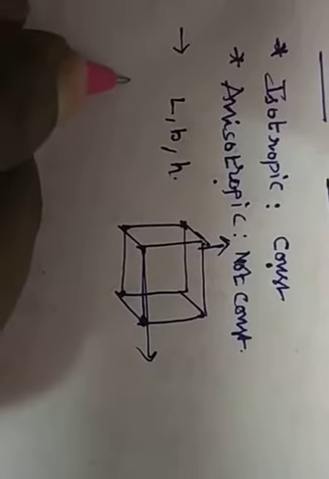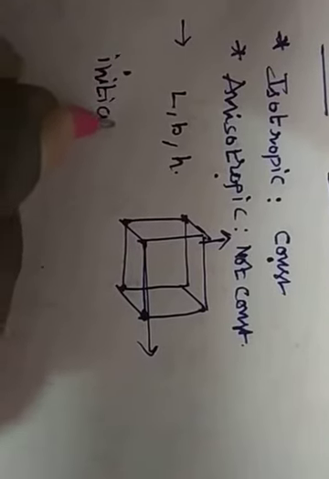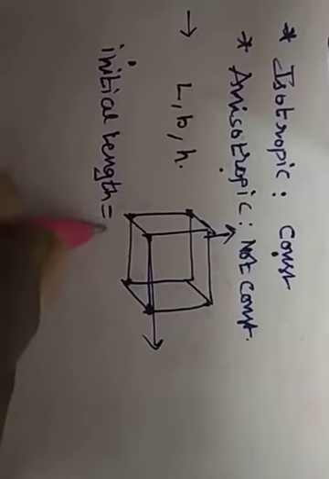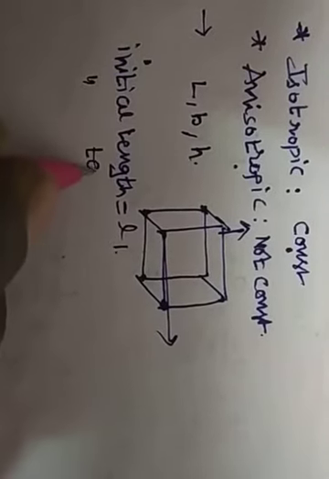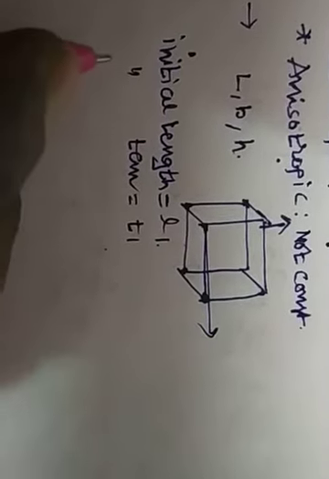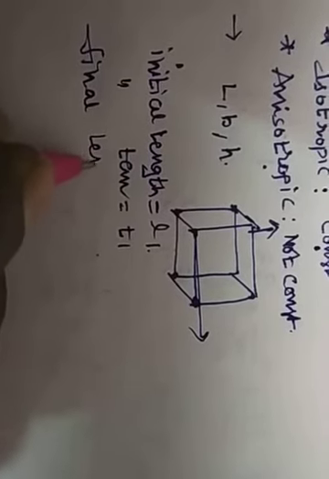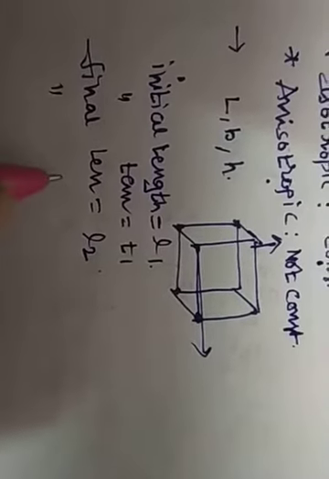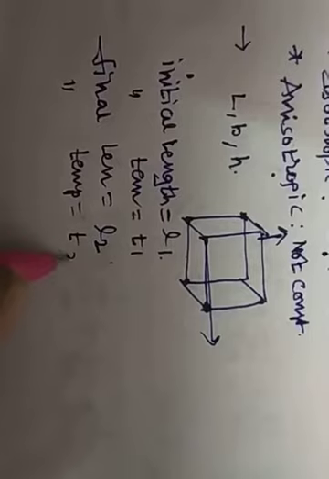So the initial length is noted as L1. Initial temperature is noted as T1. Next, final length is noted as L2, and final temperature is noted as T2.